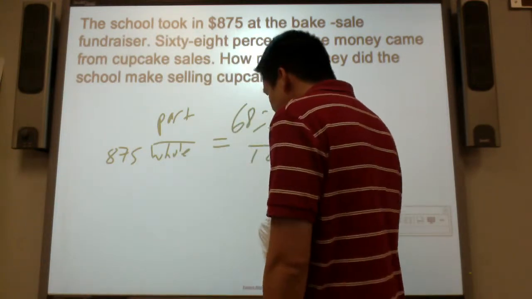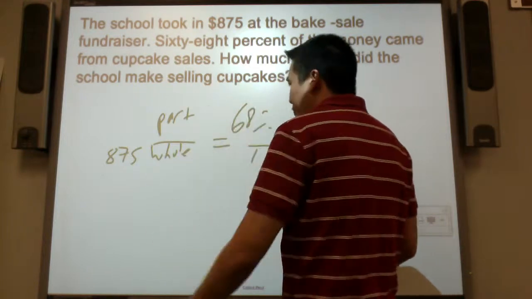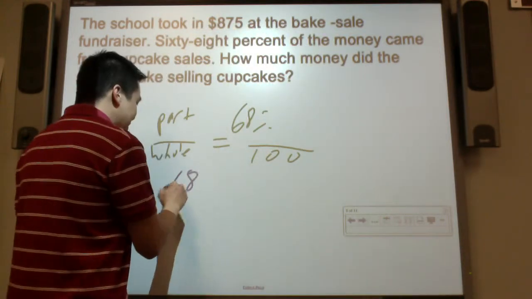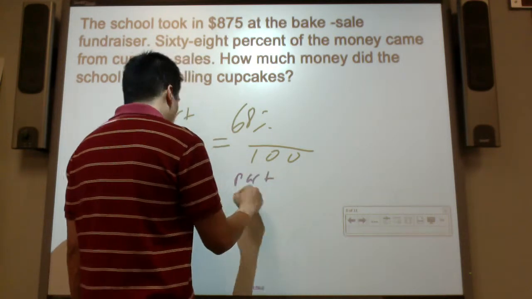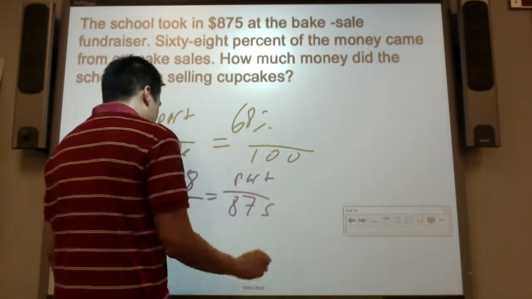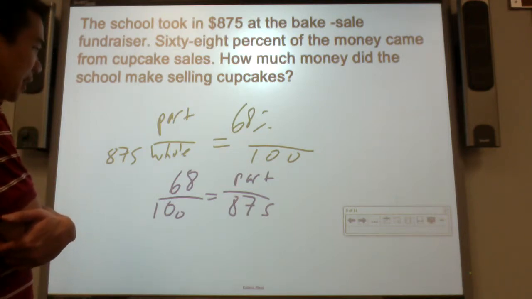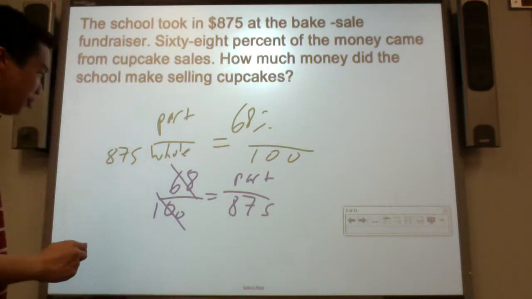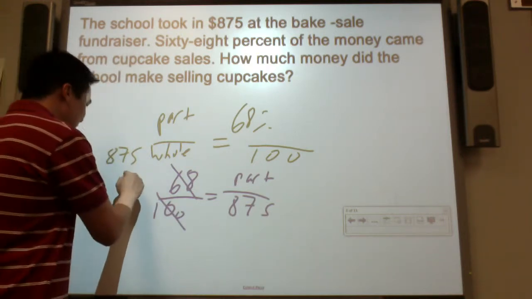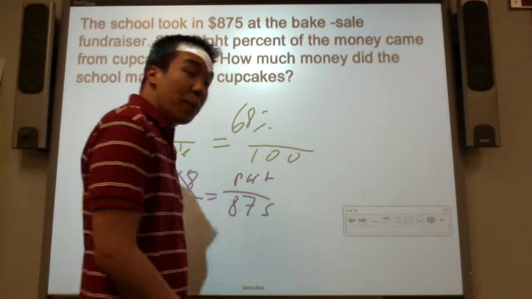So, can 875 go to 100? Or you want to flip it around? I'm going to flip it around and rewrite it this way: 68 over 100 equals part over 875. Can 100 be built up to 875? Not exactly, but we could simplify this to 34 over 50 or 17 over 25. So we break it down. Now let's build it back up.